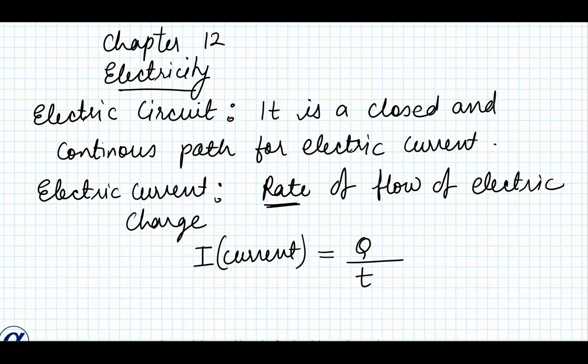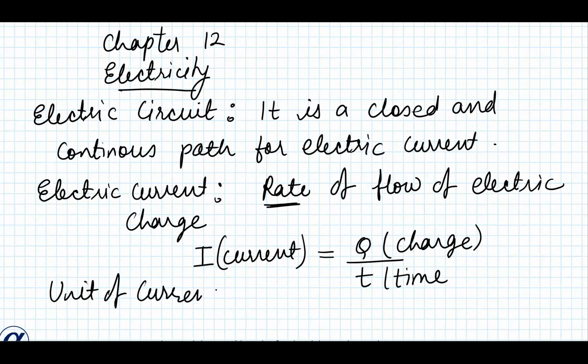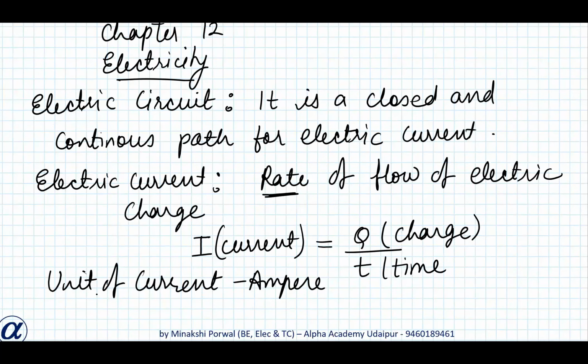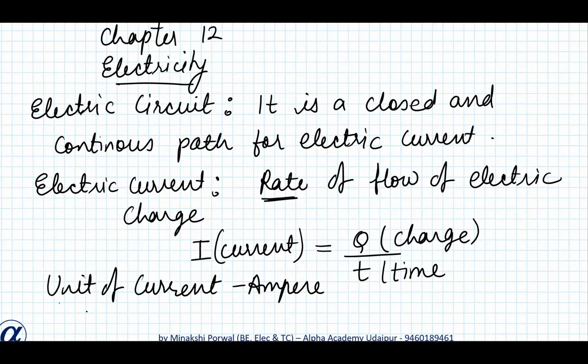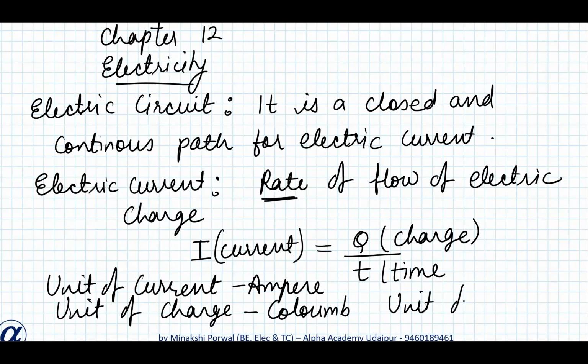So basically, I equals Q upon T, where Q is charge and T is time. I is electric current. Unit of current is ampere. Unit of charge is coulomb. And unit of time is second.